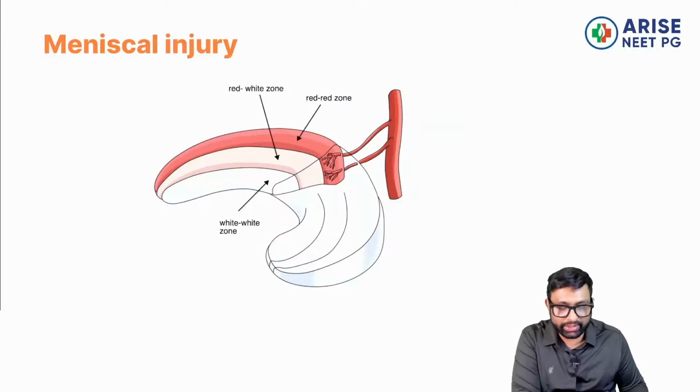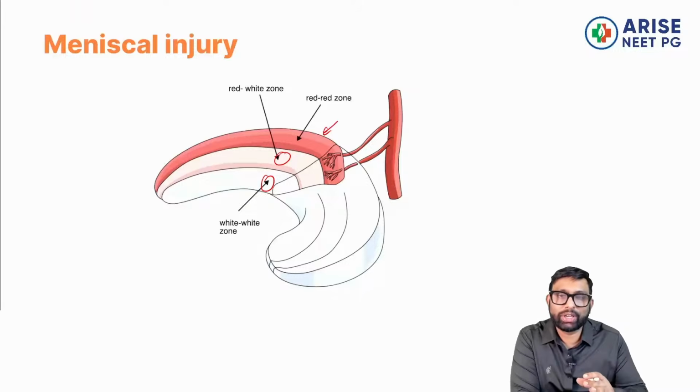If you have not understood this, there are 3 zones in the meniscus. The vascularity is more towards the peripheral red zone. The middle is the red-white zone. The white-white zone is the inner one. If there is a tear in the white-white zone, because vascularity is less, it won't heal well.